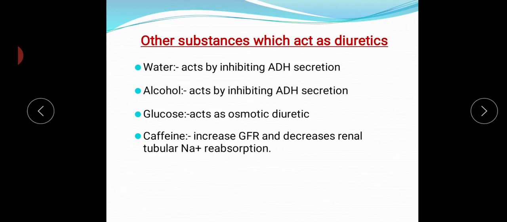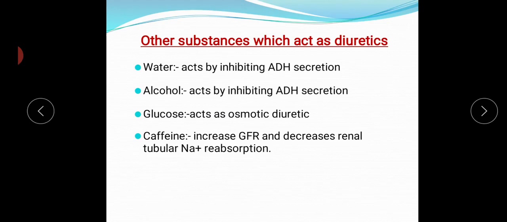It will decrease the reabsorption of water from the distal tubules and the collecting duct. Second is alcohol, in a similar way. Alcohol intake will also inhibit ADH secretion and may cause diuresis. Then the glucose, which we have already discussed.